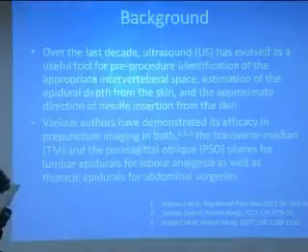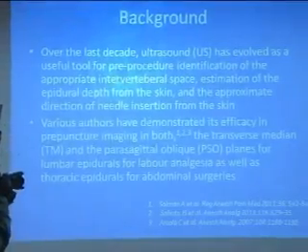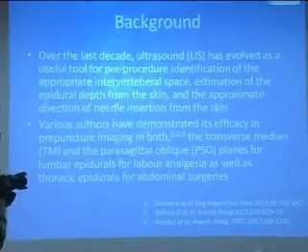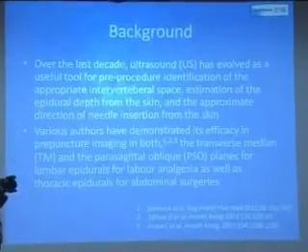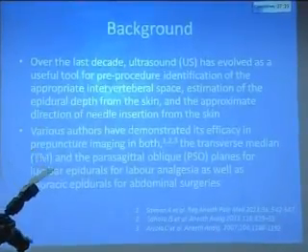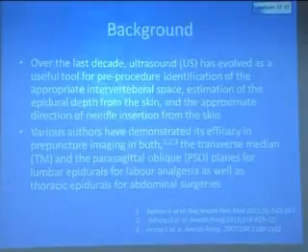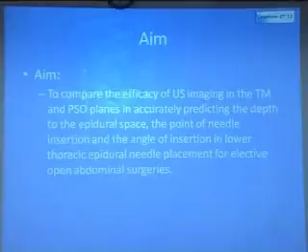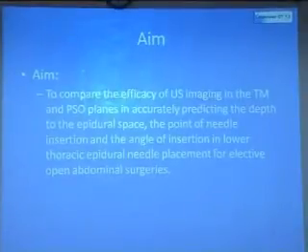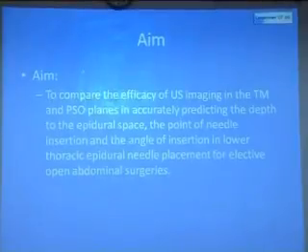Over the last decade, ultrasound use has evolved for pre-puncture identification of the intervertebral space, the estimation of the epidural depth from the skin, and the approximate direction of needle insertion. Its use has been demonstrated in both planes for lumbar epidurals for labor analgesia as well as thoracic epidurals for abdominal surgeries. The aim of our study was to compare the two planes in accurately predicting the depth to the epidural space, the point of needle insertion, and the angle of insertion in lower thoracic epidural needle placement for elective open abdominal surgeries.